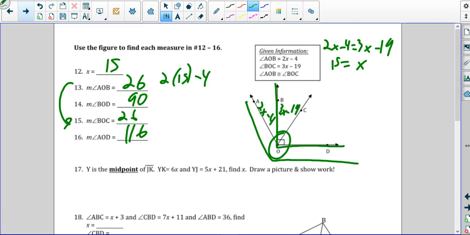Let's say, just for the heck of it, you were asked to find angle COD. That's a 9, not a D. Well, that would be 90 minus this angle here, 26. So that would be 90 minus 26, which is 64 degrees. These are all degree measurements.